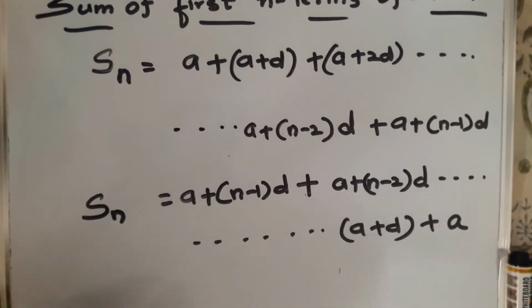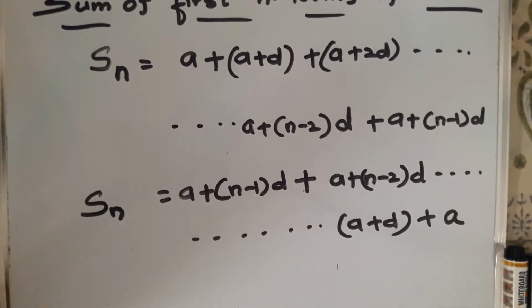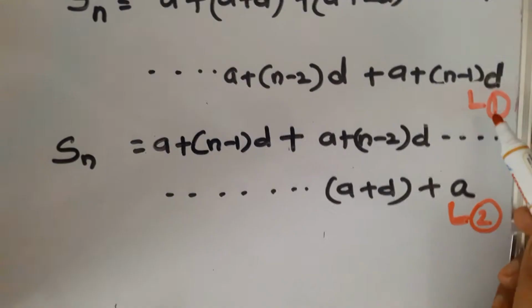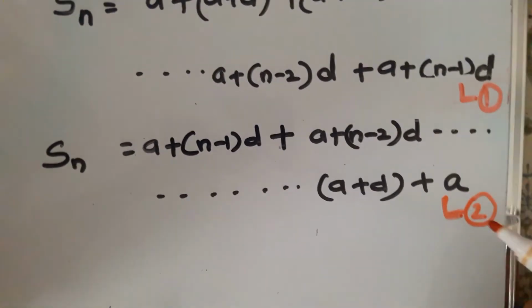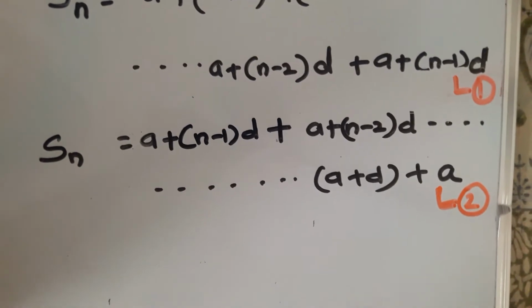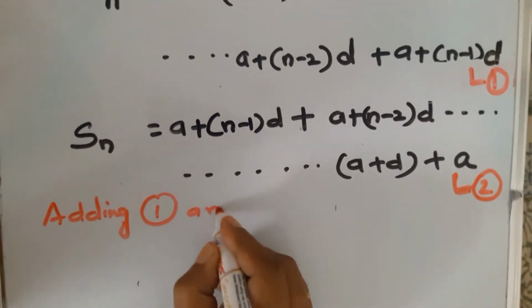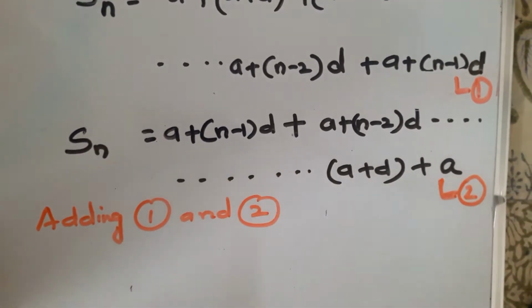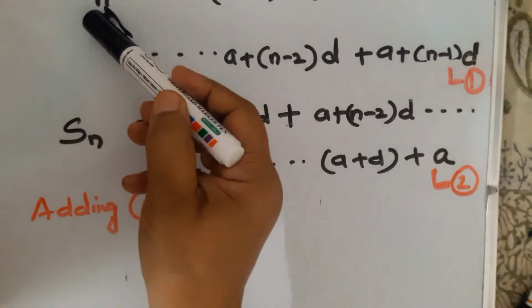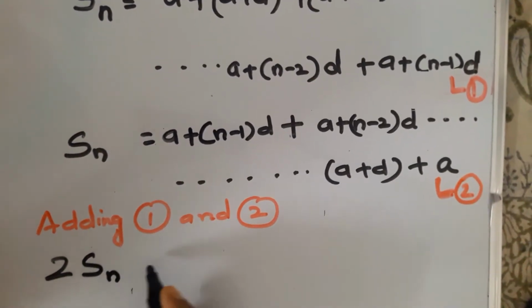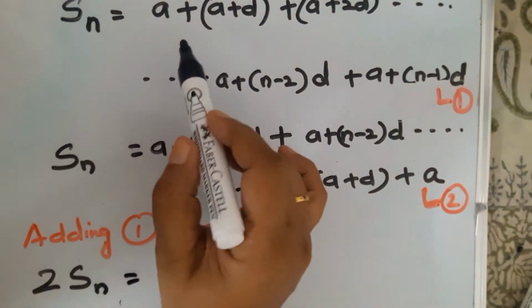Now what we will do, we will add. Let us take this equation as 1 and the second one as equation 2. Now we will add those two. Adding 1 and 2, the left hand side is Sn plus Sn, that will give you 2Sn. Okay. Now right hand side, this is the first term.